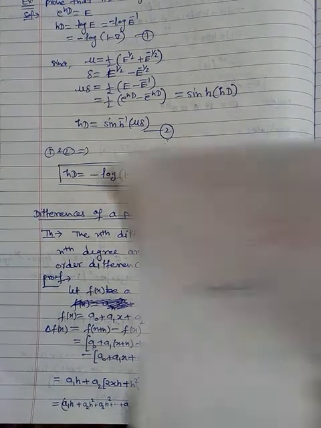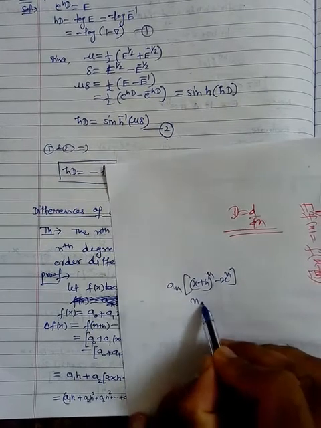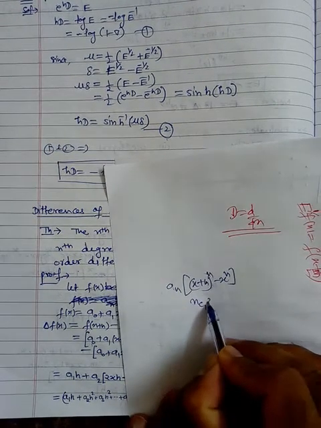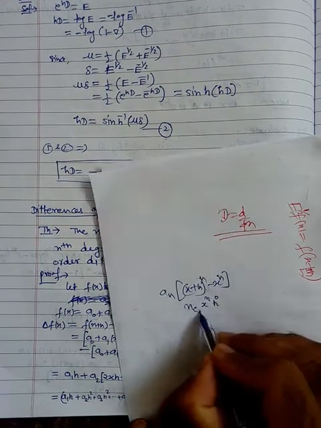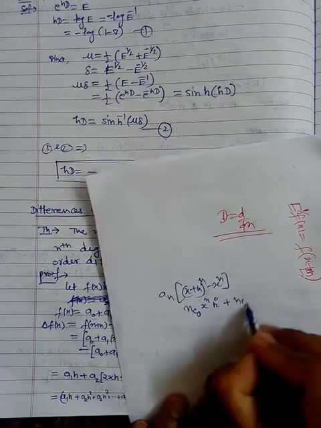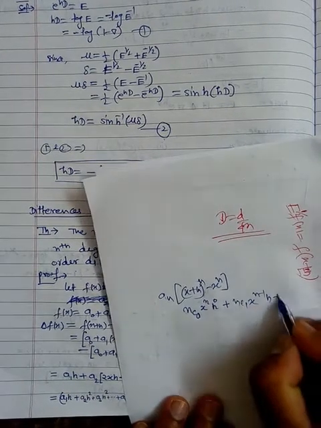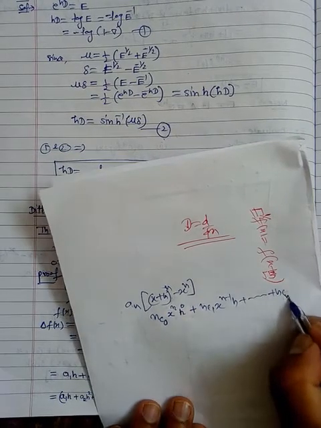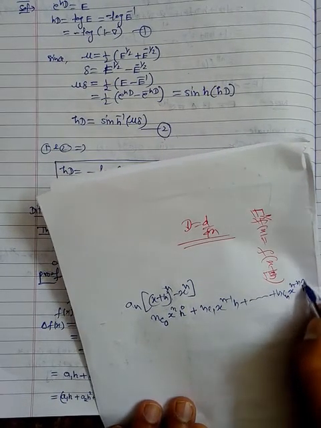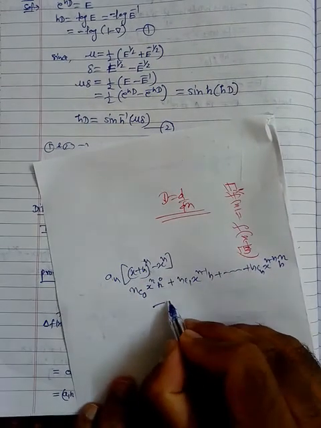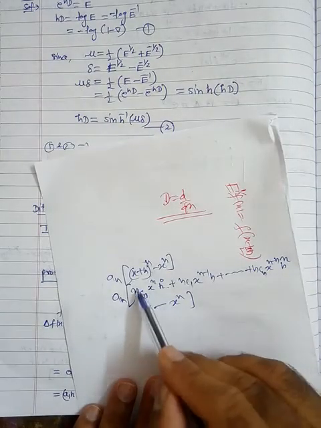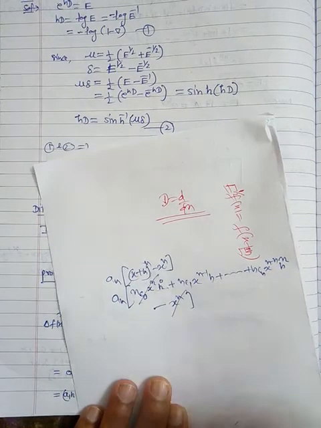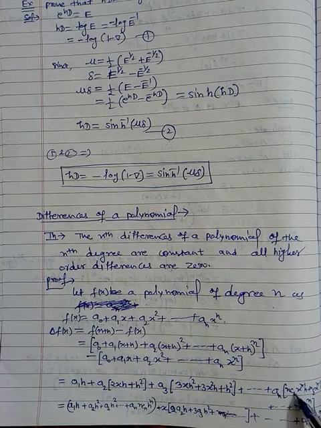After simplification, first apply the binomial. This can be written as nC0 xⁿ hâ°, then nC1 xⁿ⁻¹ h, and so on, plus the last term nCn xⁿ⁻ⁿ hⁿ. Minus xⁿ, multiplied by an. If you simplify, this xⁿ is cancelled out with this, so we get an times this term, which is written here. This is after simplification.